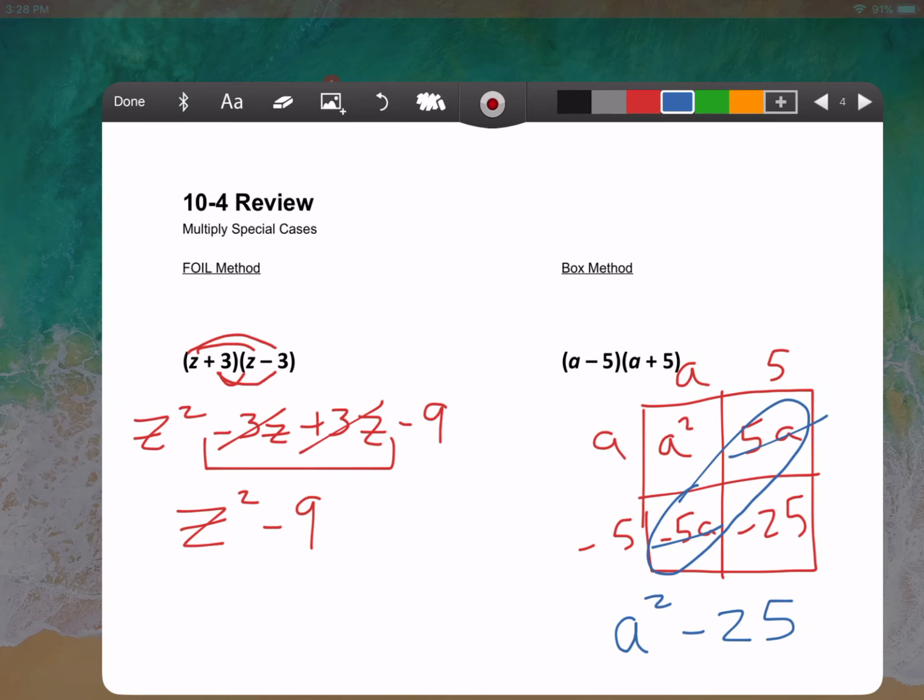All right, so those are a handful of examples. I know it kind of went quick, but you can pause, go back, write notes, just reviewing the problems that we went through for 10-3 and 10-4.